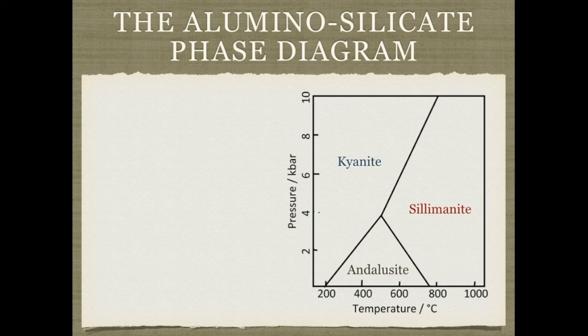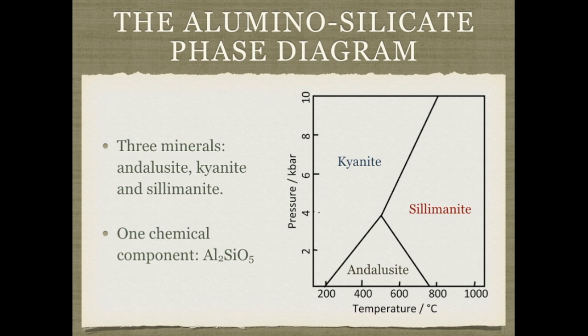Here is a real phase diagram from a geological system. This is called the Aluminosilicate phase diagram. Now in geology, phases tend to be things like minerals that have fixed crystalline structures. On this diagram we have three minerals. Andalusite here, we have kyanite, which is a high pressure phase, and we have sillimanite, which is a high temperature phase. And each one occupies its own little area.